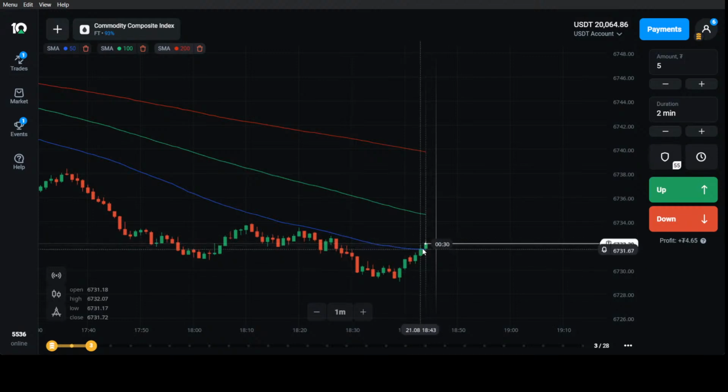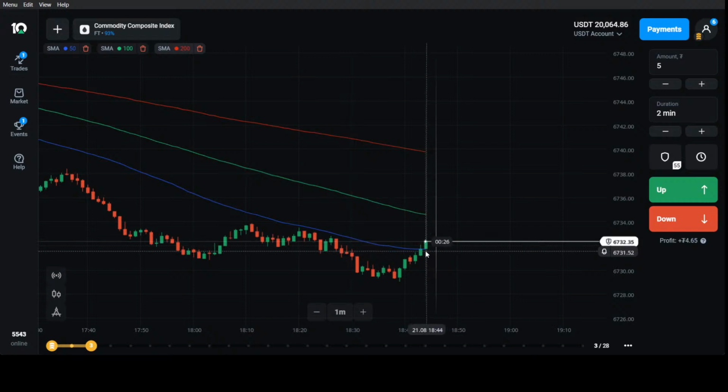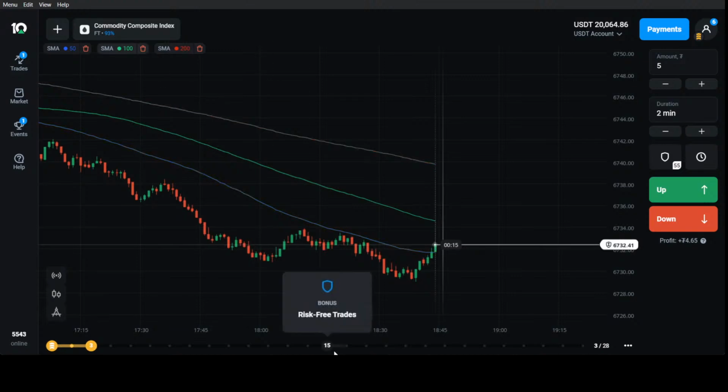Now these candles, the SMA 50 is a very weak SMA. Either this candle will touch the green SMA, which is SMA 100, or SMA 200, and then make a reversal. So we need to keep an eye on commodity index.